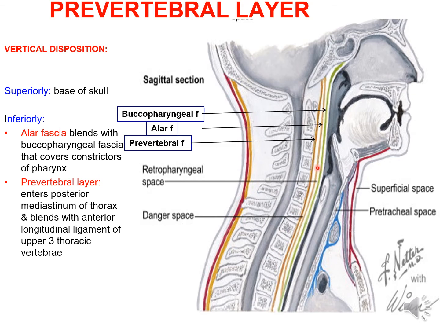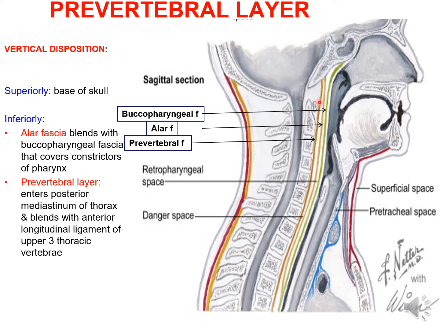On vertically tracing the prevertebral layer, superiorly both the alar fascia and the prevertebral fascia are attached to the base of the skull. Okay, now let us see again the three layers which we see here. Behind the pharynx, this is your buccopharyngeal fascia. Behind that, this is your alar fascia, and behind that, this is your prevertebral fascia.